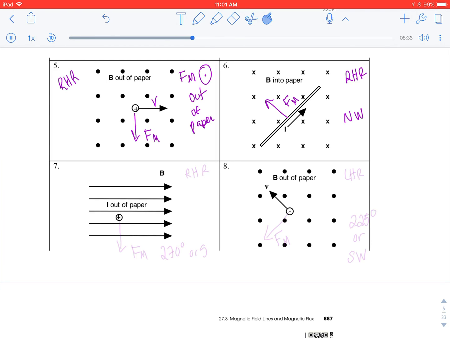Last two. Here we go. Number 7 and number 8. I have my index finger coming out of the paper.